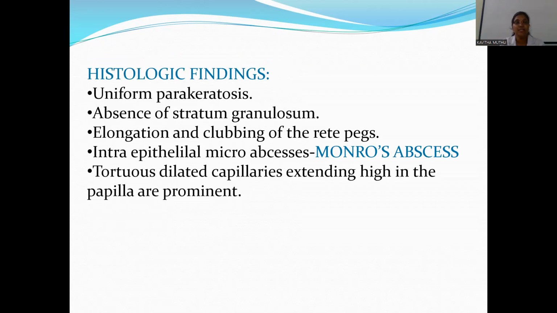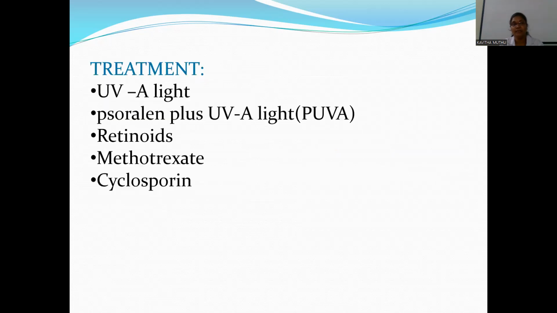And the histological findings: there will be uniform parakeratosis, absence of stratum granulosum, and elongation and clubbing of the rete ridges. Here I want you to know about Munro's abscess. It is nothing but an intraepithelial microabscess, small pustules. There will be tortuous dilated capillaries extending high in the papilla. The treatment includes UV light, retinoids, methotrexate, and cyclosporine.